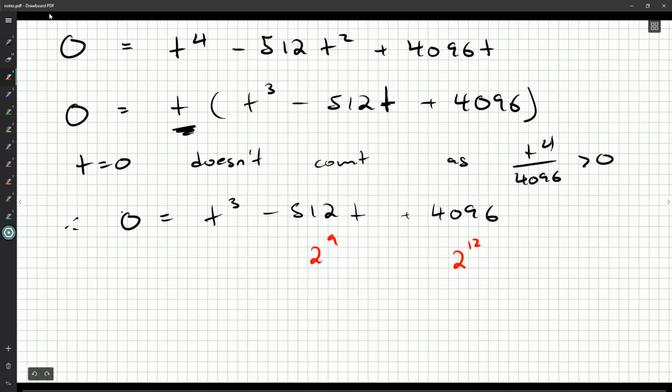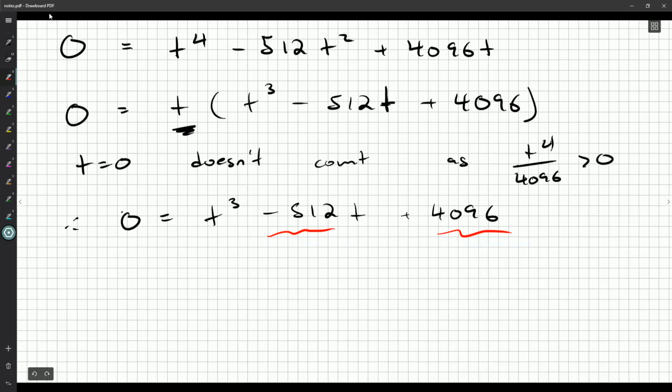And so I feel like t should be 2 to the something. Maybe? I need the negative here and the positive here to cancel out. And t cubed is probably going to be positive as well. So I need t to be more than 8. Because then this part is greater in negativeness than the 4096 is for being positive, and then hopefully t cubed could make up the difference.